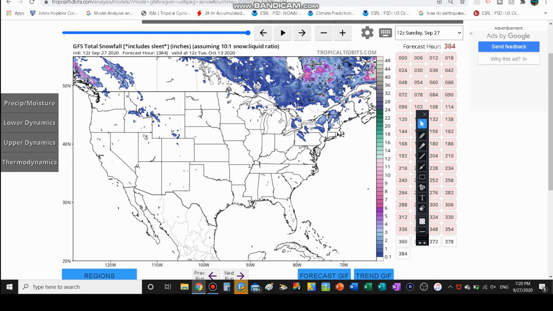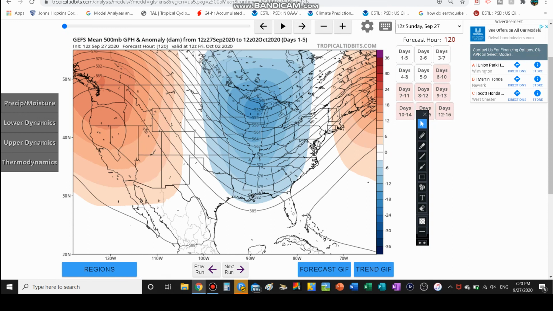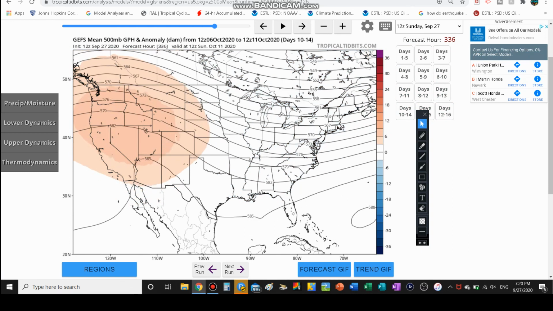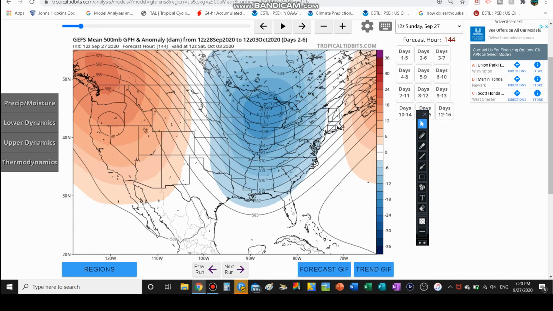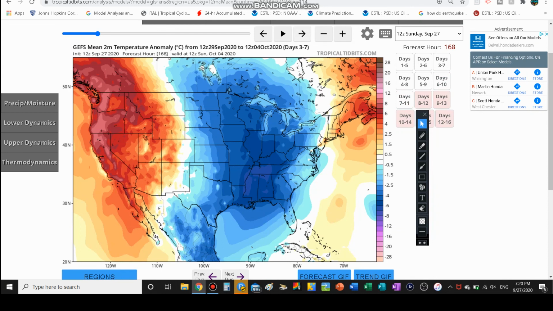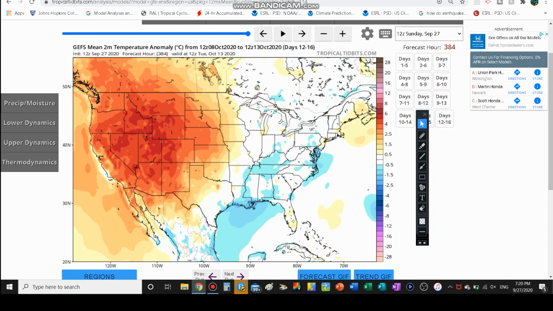Now, GEFS ensemble is kind of saying the same thing here, right? How it kind of fizzles away by the time we head towards mid-October, but that dip in the jet stream coming over the eastern United States is going to result in cool air lasting from the 29th to the 4th, maybe lasting as long as October 13th. We'll see. The cold air is barely hanging on till then.